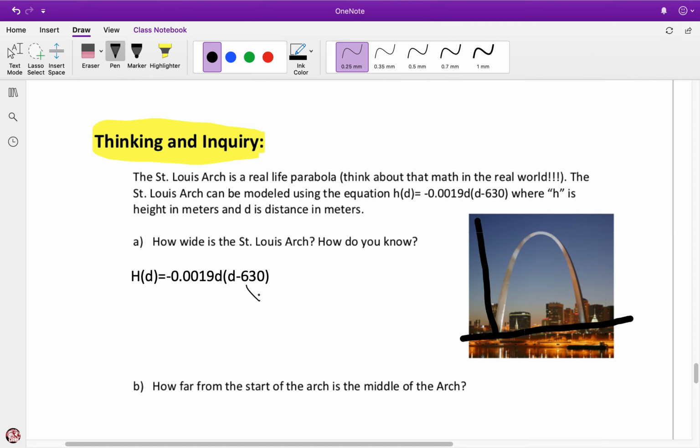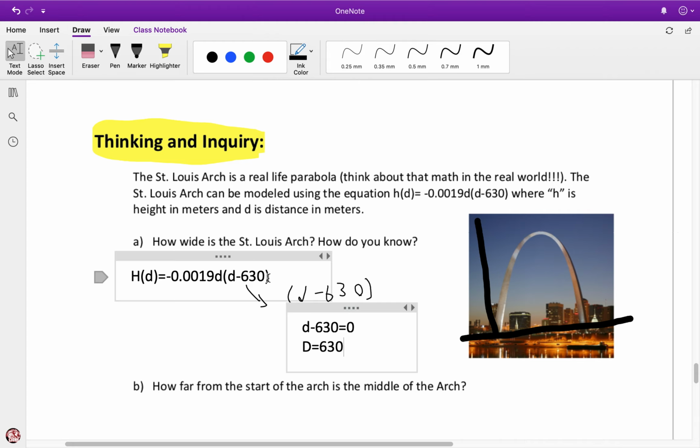A lot of people came up and said, you only give me one, because I could only separate D minus 630. And you're right, that's one you can separate. I could set it equal to 0. D minus 630 equals 0. Move it around. D equals 630.